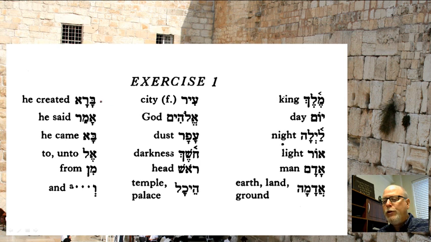So first, let's start with this word top left. Pronunciation is bara. Notice the dagesh lene in the middle of the first letter, which is bet. Thus, that's going to be a hard sound. Ba, ra. Amar. Remember that the aleph is going to largely be silent. Amar. Ba.